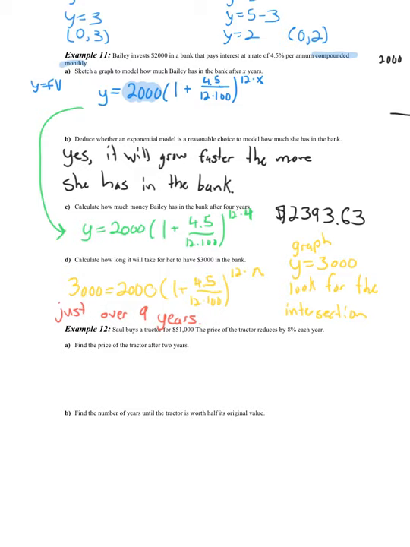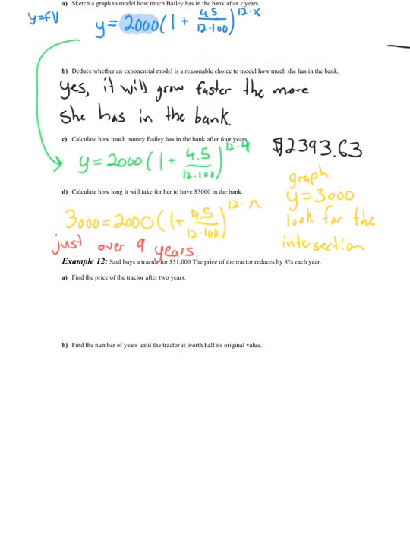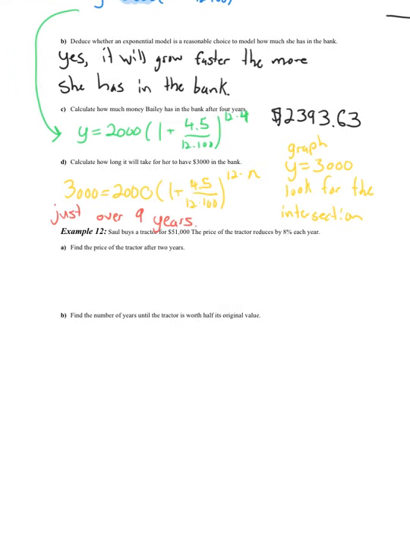All right, so last example today says Saul buys a tractor for $51,000. The price of the tractor reduces by 8% each year. Find the price of the tractor after 2 years. So the first thing we want to do is say if we had 100% and it's reducing by 8%, each year we're going to have 92% of the value.